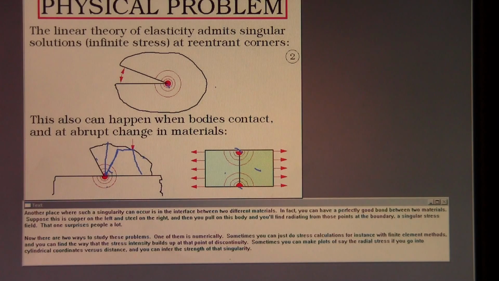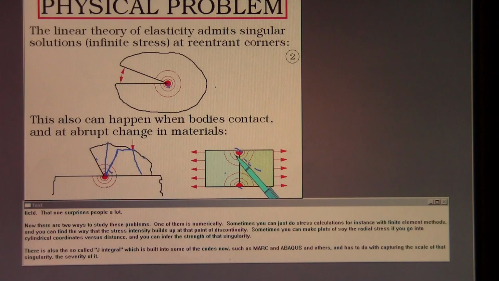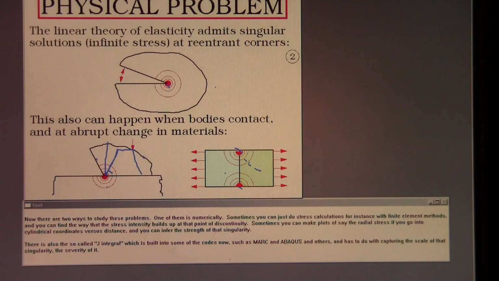Now, there are two ways to study these problems, and one of them is numerically. Sometimes you can just do stress calculations, for instance, with finite element methods, and you can find the way that the stress intensity builds up at that point of discontinuity. Sometimes you can make plots of, say, the radial stress, if you go into cylindrical coordinates, versus distance, and you can infer the strength of that singularity. There's also the so-called J integral, which is built into some of the codes now, such as Marc and Abaqus and others, and has to do with capturing the scale of that singularity, the severity of it.